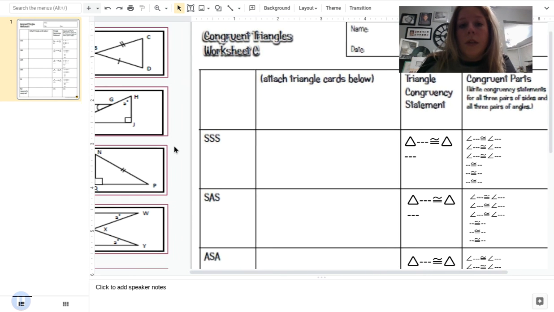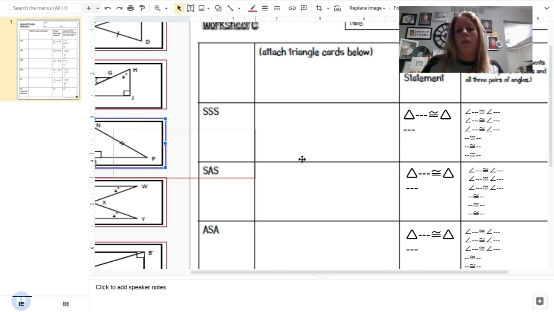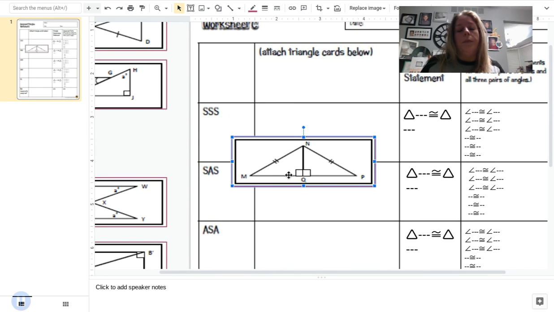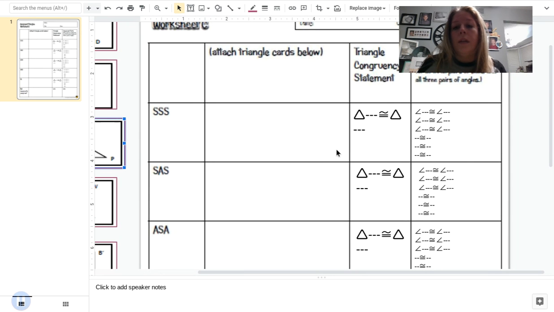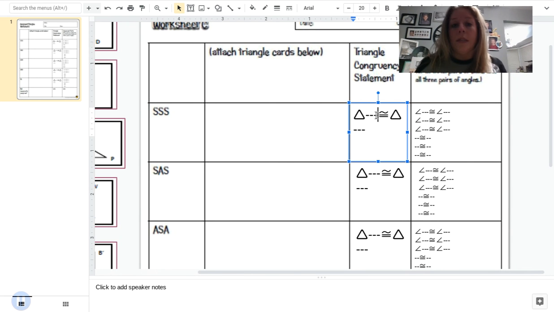So for this one, you are dragging the cards over into place. Same as before, you're finding two triangles that are labeled by side, side, side. And then you're going to write several things this time. You're going to write the triangle congruency statement, which is triangle ABC is congruent to triangle DEF. But then you're going to write the 6 corresponding parts congruency statements. 3 sets of angles, 3 sets of sides.